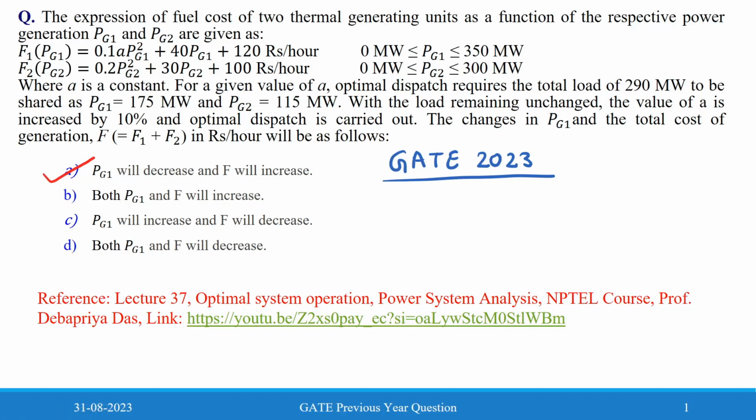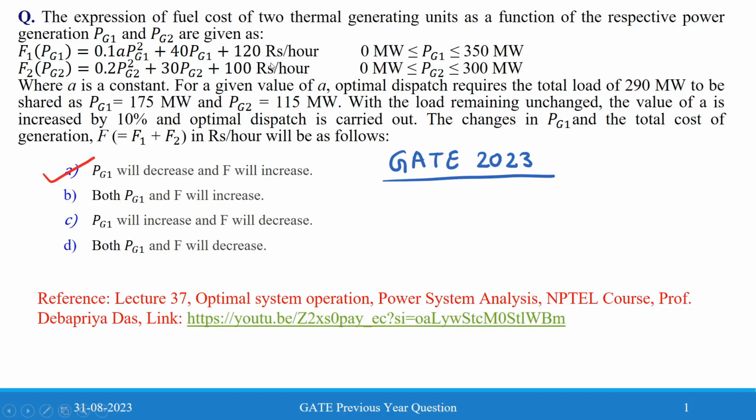The fuel cost of the first unit is 0.1 A Pg1 square plus 40 Pg1 plus 120, in rupees per hour, and the constraint for Pg1 is more than 0 megawatt and lower than 350 megawatt. The fuel cost for the second generating unit is 0.2 Pg2 square plus 30 Pg2 plus 100 rupees per hour, and the constraint for the second unit is more than 0 megawatt and lower than 300 megawatt.